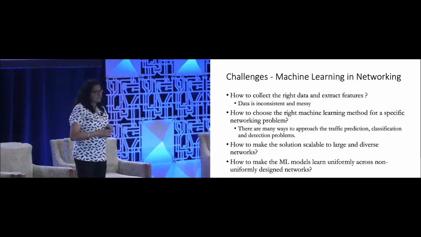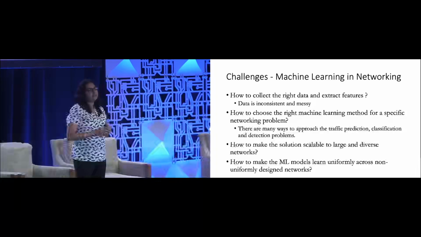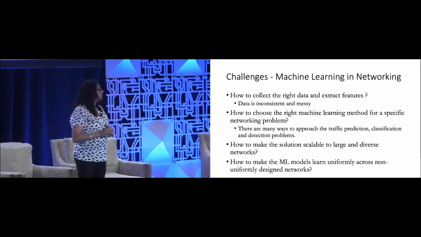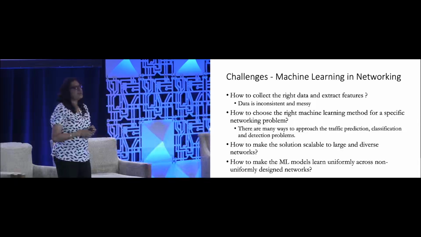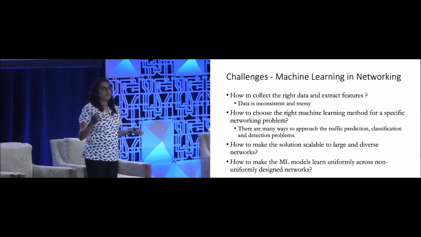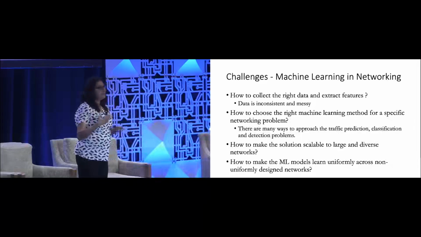So this was another challenge. How do you make machine learning models learn uniformly across non-uniformly designed networks? All of you who work in network design know that the networks are all designed differently. So how do you know that it's actually learning the right thing in each network?